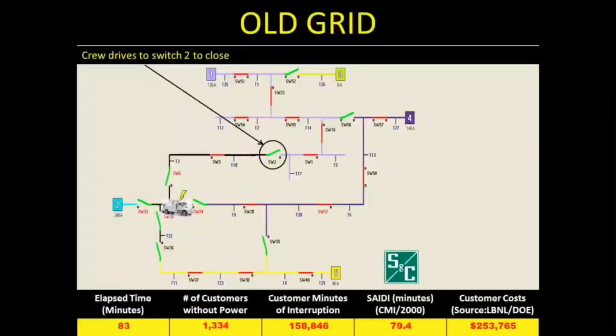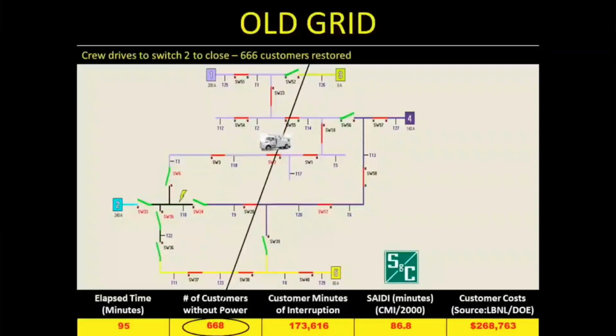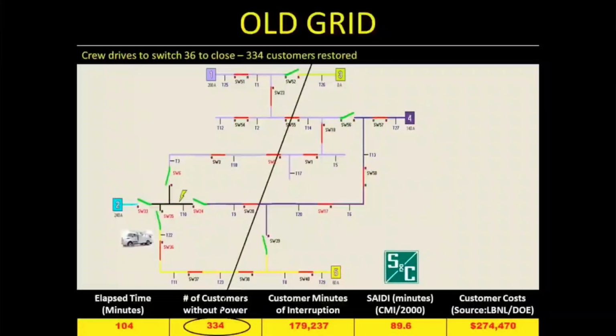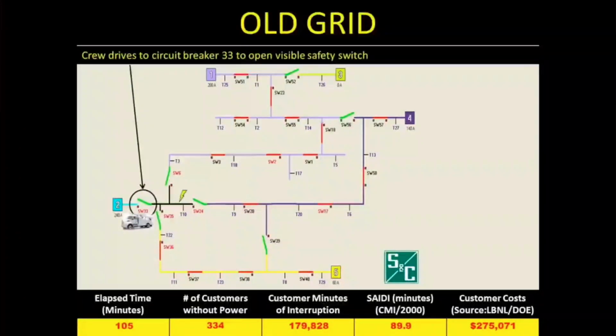Meanwhile, headquarters has determined that substation 1 has enough capacity to pick up some customers, so they instruct the crew to drive over and close switch 2. Again, this represents about 666 more customers who can be brought back onto the system, getting us down to 668 customers still without power. Headquarters has also determined switch 36 can be closed to pick up another 334. With that done, we're down to 334 customers out of power. It's taken us over 100 minutes to restore power to all those who can have their service restored, and this is using very optimistic operating times.